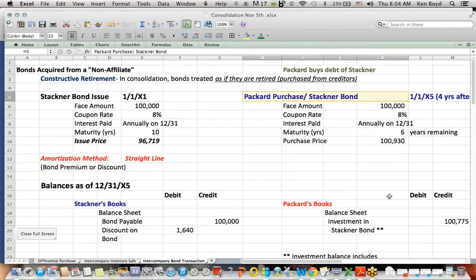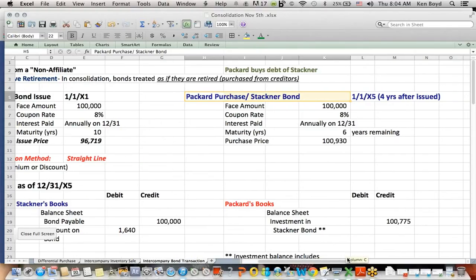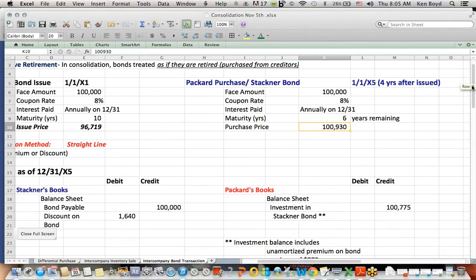The parent, Packard, purchases the Stackner bond after it's issued. It happens to be 4 years after the bond's issued. The buyer, the parent, pays a premium. So the bond is issued at a discount, but it's purchased later at a premium. So the challenge is that both the buyer and the issuer have different amounts to amortize, and one guy has a premium and one guy has a discount.